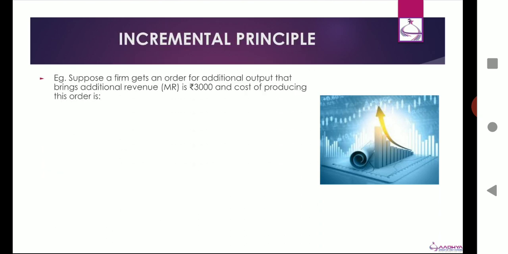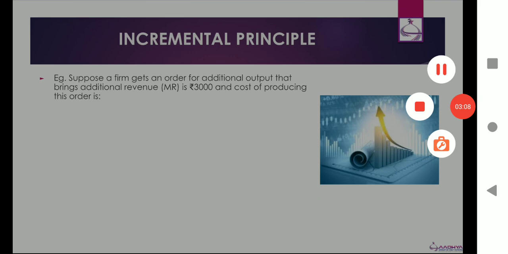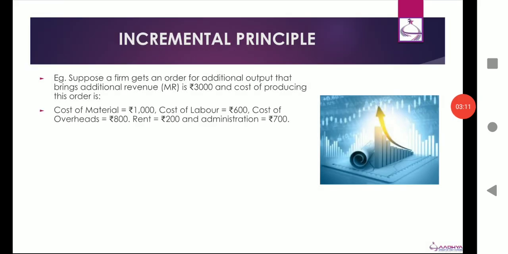Okay. Now, let us try to understand this incremental principle from an example. Suppose a firm gets an order for additional output that brings additional revenue of 3,000 rupees. And the cost of producing this order is divided into various aspects of inputs. One is the cost of the raw material, which is 1,000 rupees. Cost of labor is 600 rupees. Cost of overheads is 800 rupees. Rent is 200, administration is 700. Now, overheads include many other things, including electricity, etc.